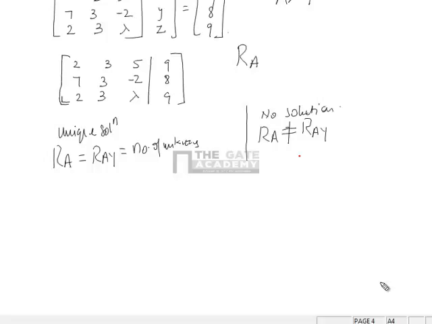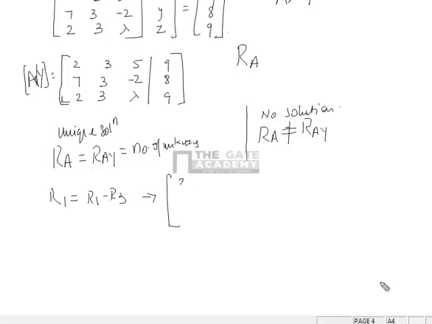What will happen? Okay, let us see what happens. Say for example, R1 equal to R1 minus R3. This is the system AY, right? This is the augmented matrix AY. What will happen here? If I do R1 equal to R1 minus R3, what will I get?